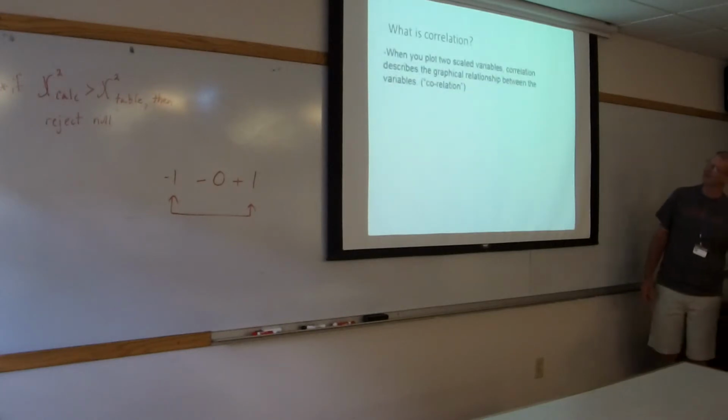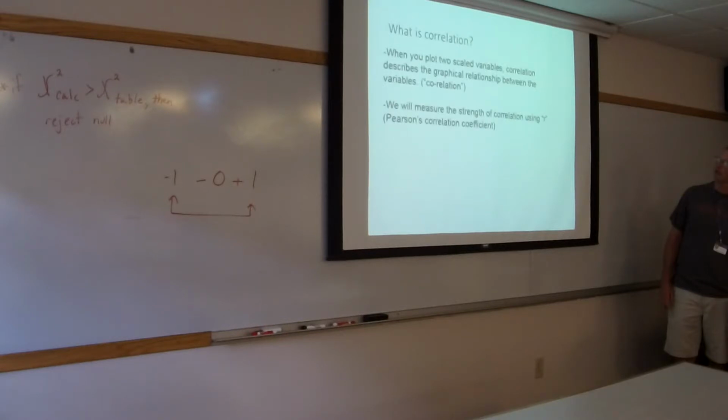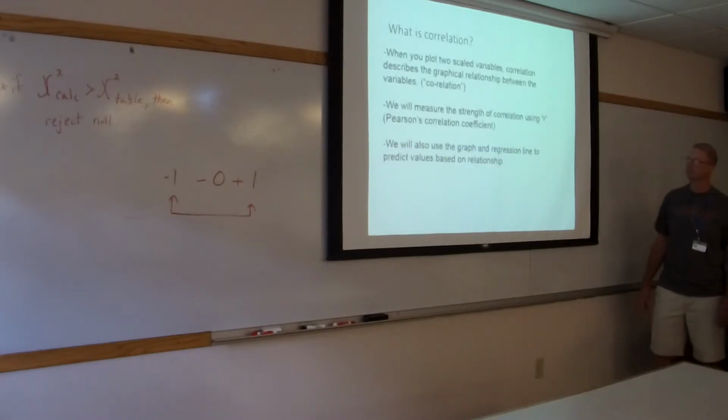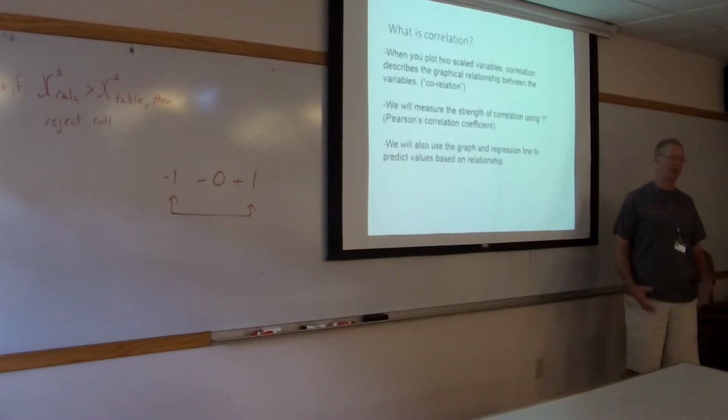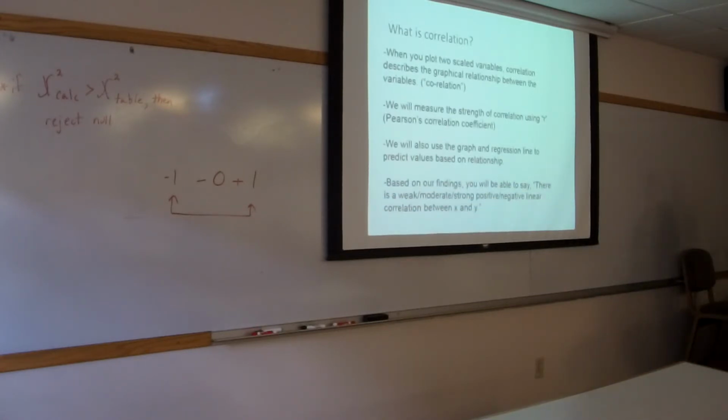Okay, so now the serious stuff. So you plot two scaled variables. It's the relationship between the two. The name correlation, co means together, same together, relationship together. We will measure the strength of correlation using R. It's called Pearson's correlation coefficient. And then we'll draw a line and we'll have an equation of the line. The Excel thing that we set up will give you an equation too. So our whole goal is to talk about how strong the correlation is.